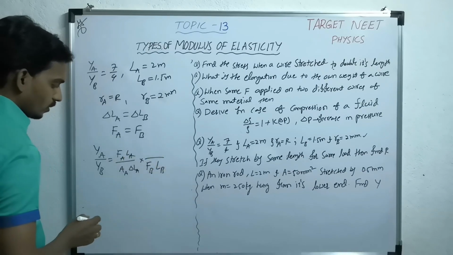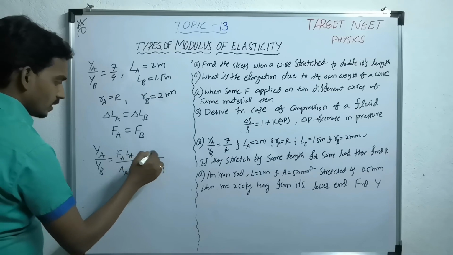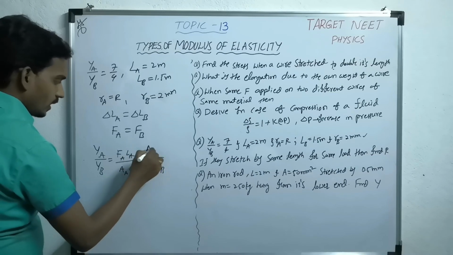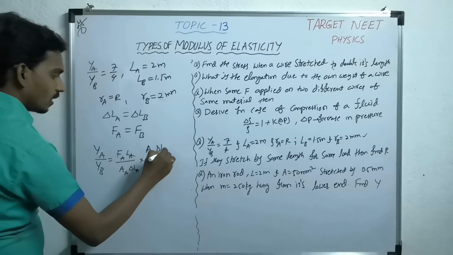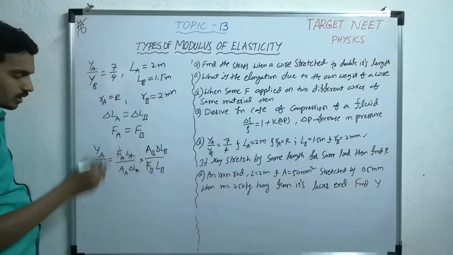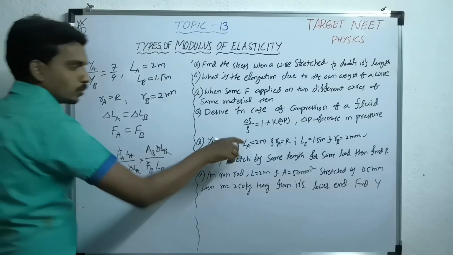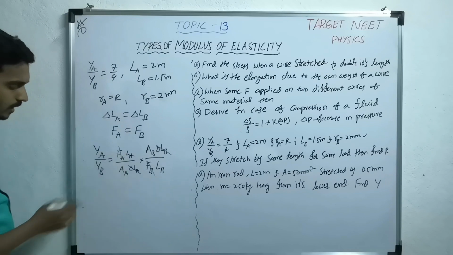YA means what? FA LA by area of A into delta L for A, times YB, FB LB and whole divided, that will go to the numerator, that is area of B and delta L for B. But here FA and FB cancel, both are same. Delta LA and delta LB cancel because both must stretch by the same length.